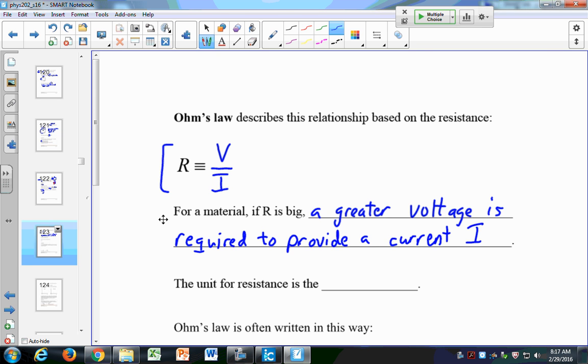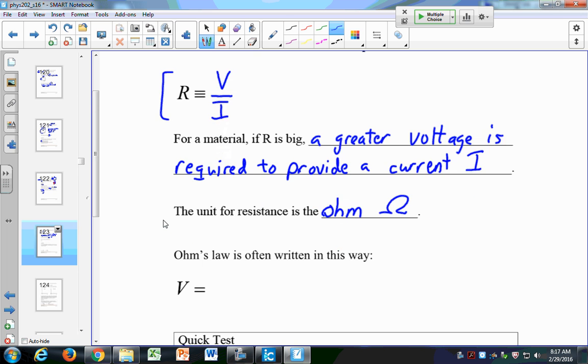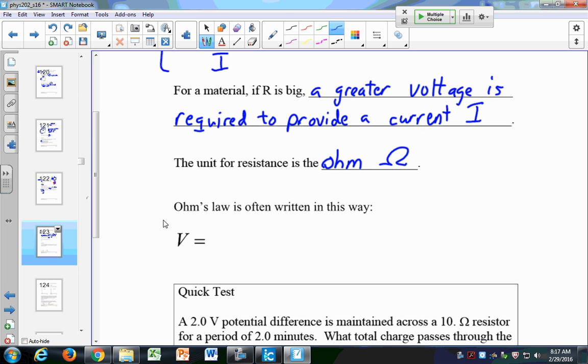It's an inverse relationship. So if the current is small, then that means the resistance is big for a given voltage. The unit for the resistance is the ohm. We use the Greek letter capital Omega for the abbreviation. And usually we see Ohm's law written like this: V is equal to IR.